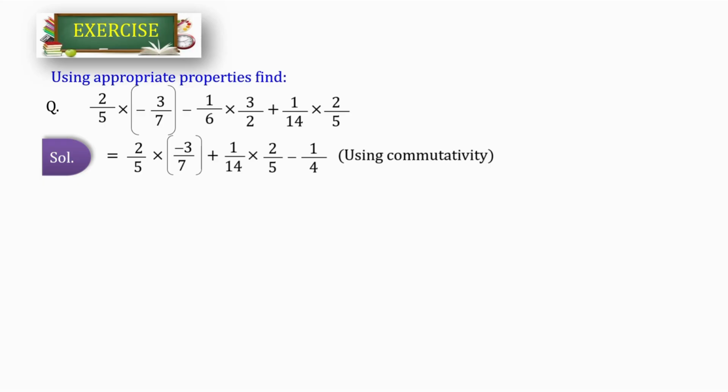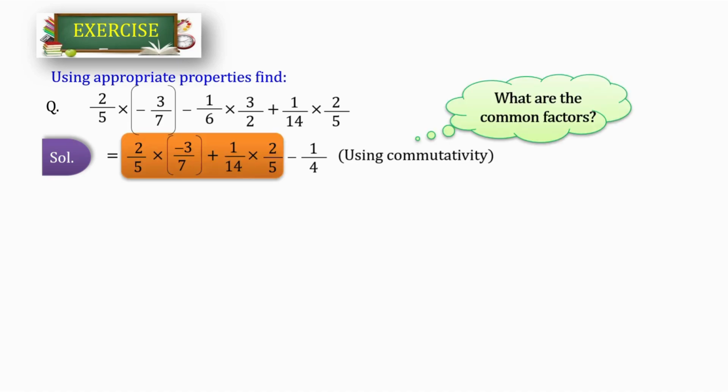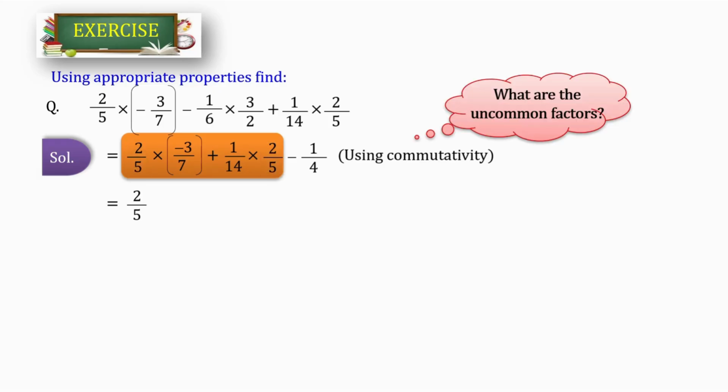So now here we have used the commutative property. We know that we can change the position of the numbers. That's why we are bringing all the positive numbers first and the negative one at the end. Now in this case, we need to find out the common factors. So 2 by 5 is common over here. And we need to find the uncommon factors.